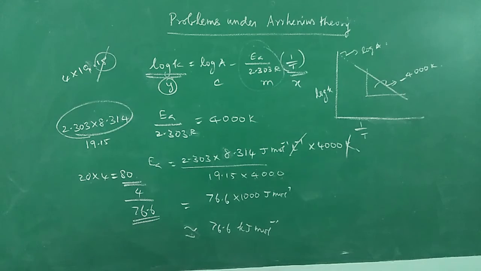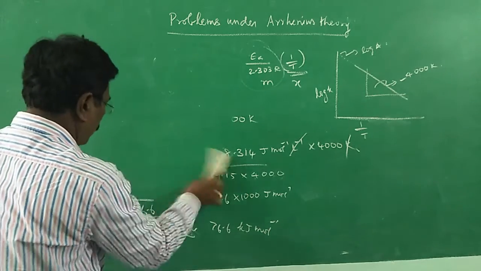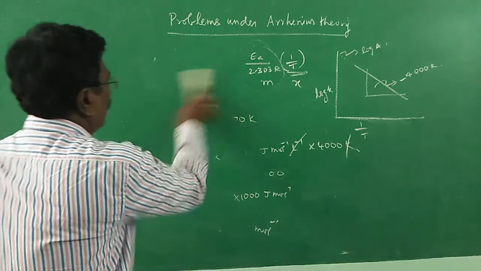So that is about example 8. Now, the evaluate yourself question. One more question, evaluate yourself. That's what is given under the Arrhenius theory.